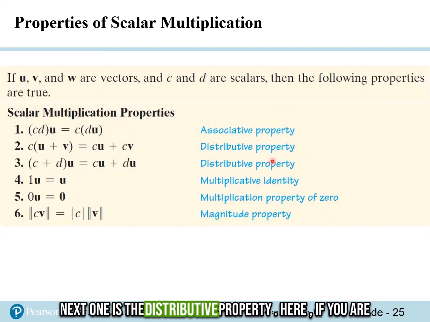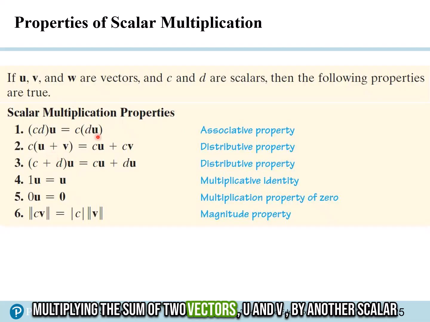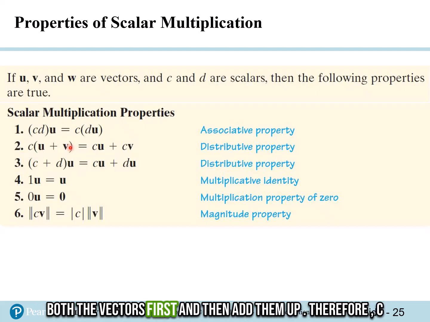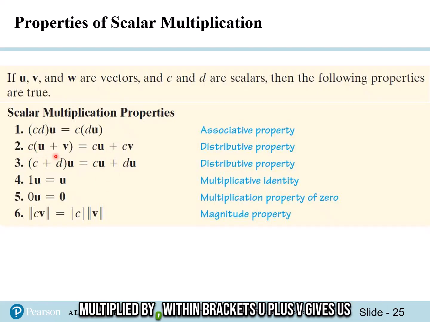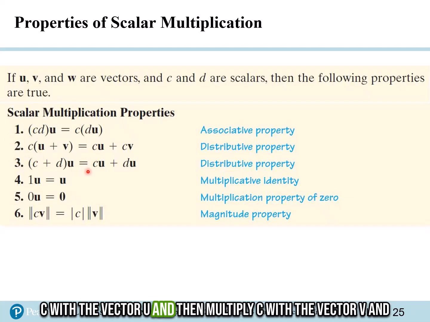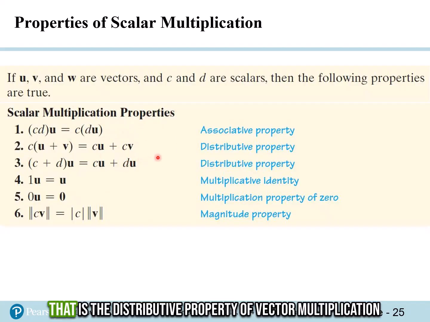The next one is the distributive property. Here, if you are multiplying the sum of two vectors u and v by another scalar quantity, then all you do is distribute the scalar quantity to both the vectors first and then add them up. Therefore, c multiplied by within brackets u plus v gives us c times u. So multiply c with the vector u and then multiply c with the vector v and add both of them together. That is the distributive property of vector multiplication.